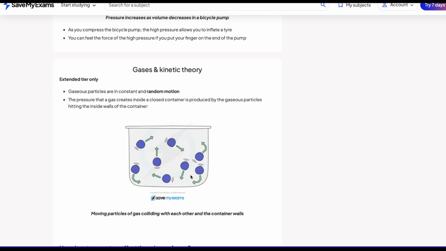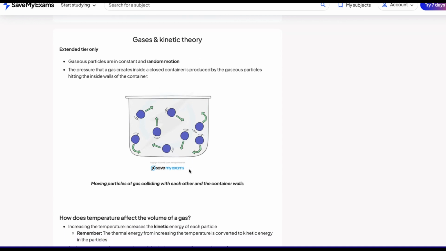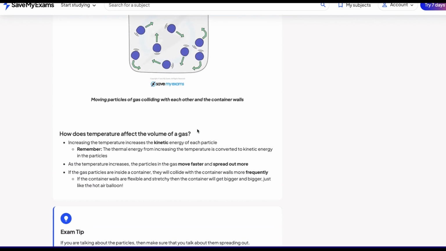So gaseous particles are in constant random motion. They're always moving. And the pressure that a gas creates inside a closed container is produced by the gaseous particles hitting themselves inside the container and hitting the walls of the container as well. When a force acts over an area, that is pressure. Pressure is defined as force per unit area. The more frequently they hit themselves and the walls of the container, the greater the pressure, because more force over area is produced. Okay? That is the pressure of the gas in the container.